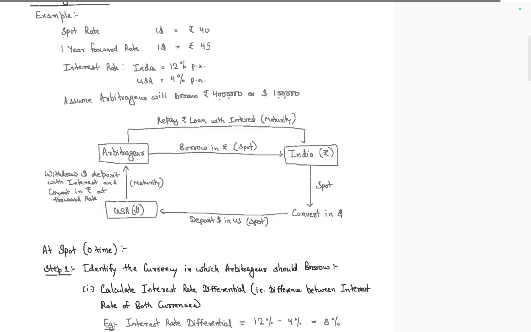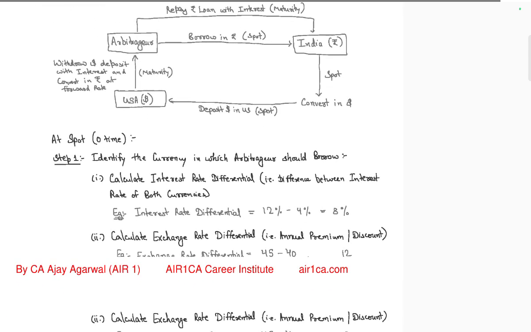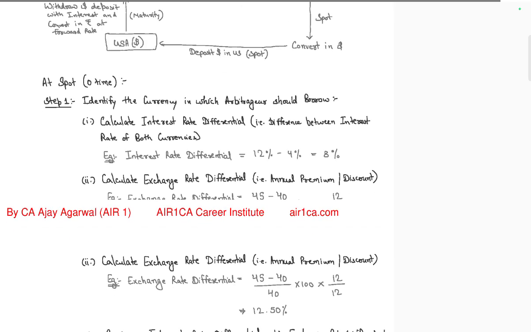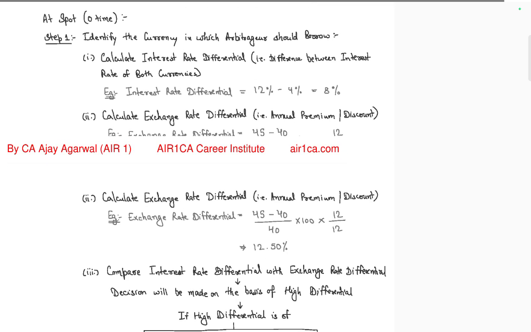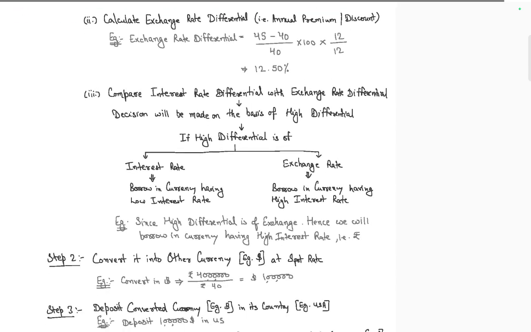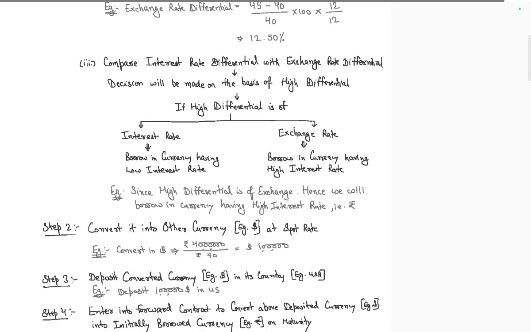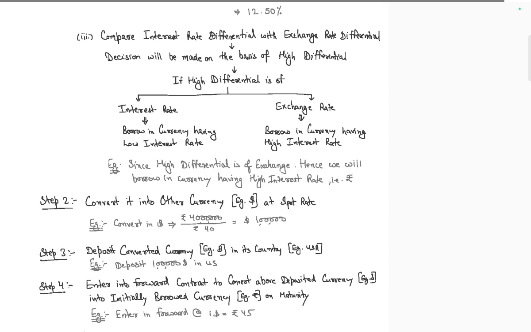First, identify the currency in which the arbitrageur should borrow. Calculate the interest rate difference: the difference between the interest rates is 8%. Then calculate the exchange rate difference: 45 minus 40 divided by 40, which is 12.5%. Compare the interest rate difference with the exchange rate difference, and decide based on the higher difference. If the interest rate difference is higher, borrow the currency with the low interest rate; if the exchange difference is higher, borrow the currency with the high interest rate. Since the exchange difference is higher, we will borrow the currency having the higher interest rate.